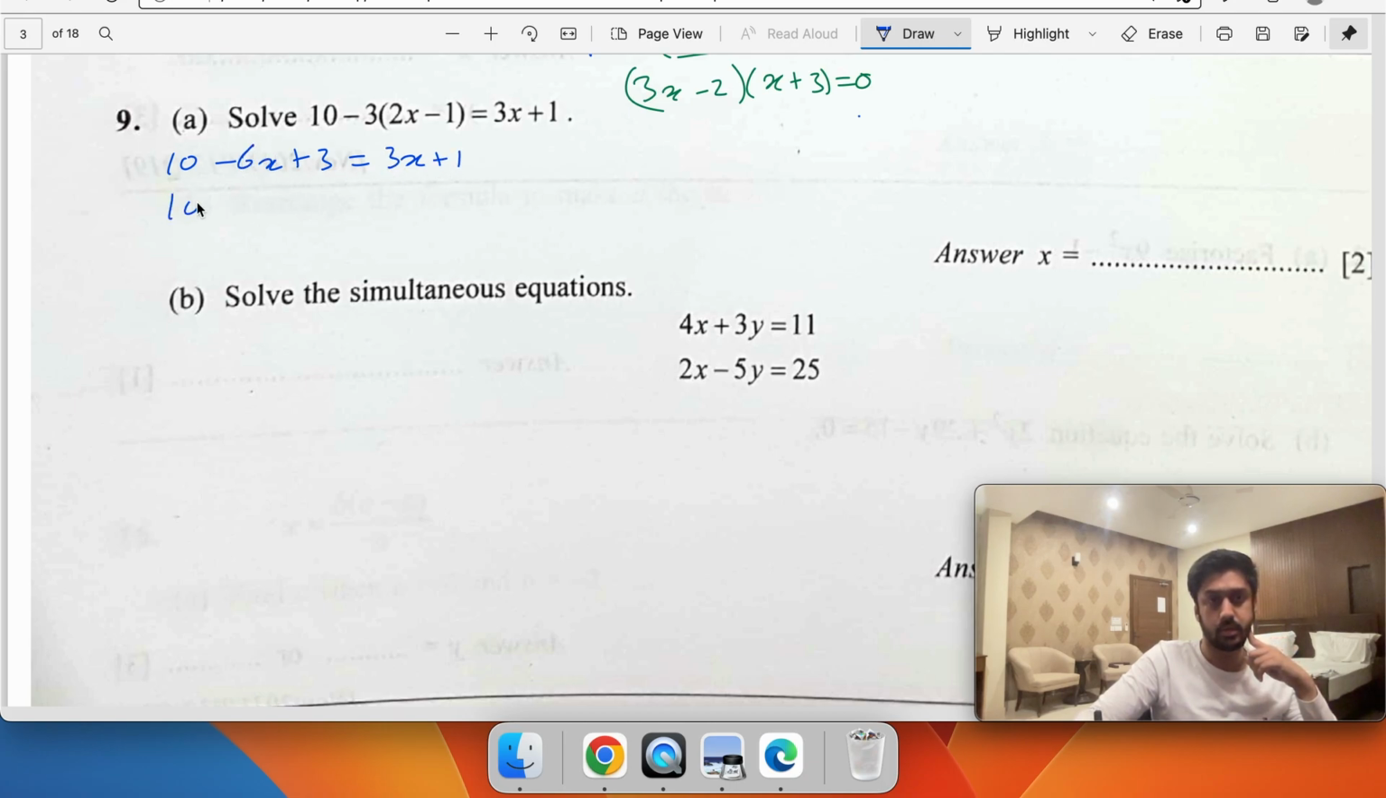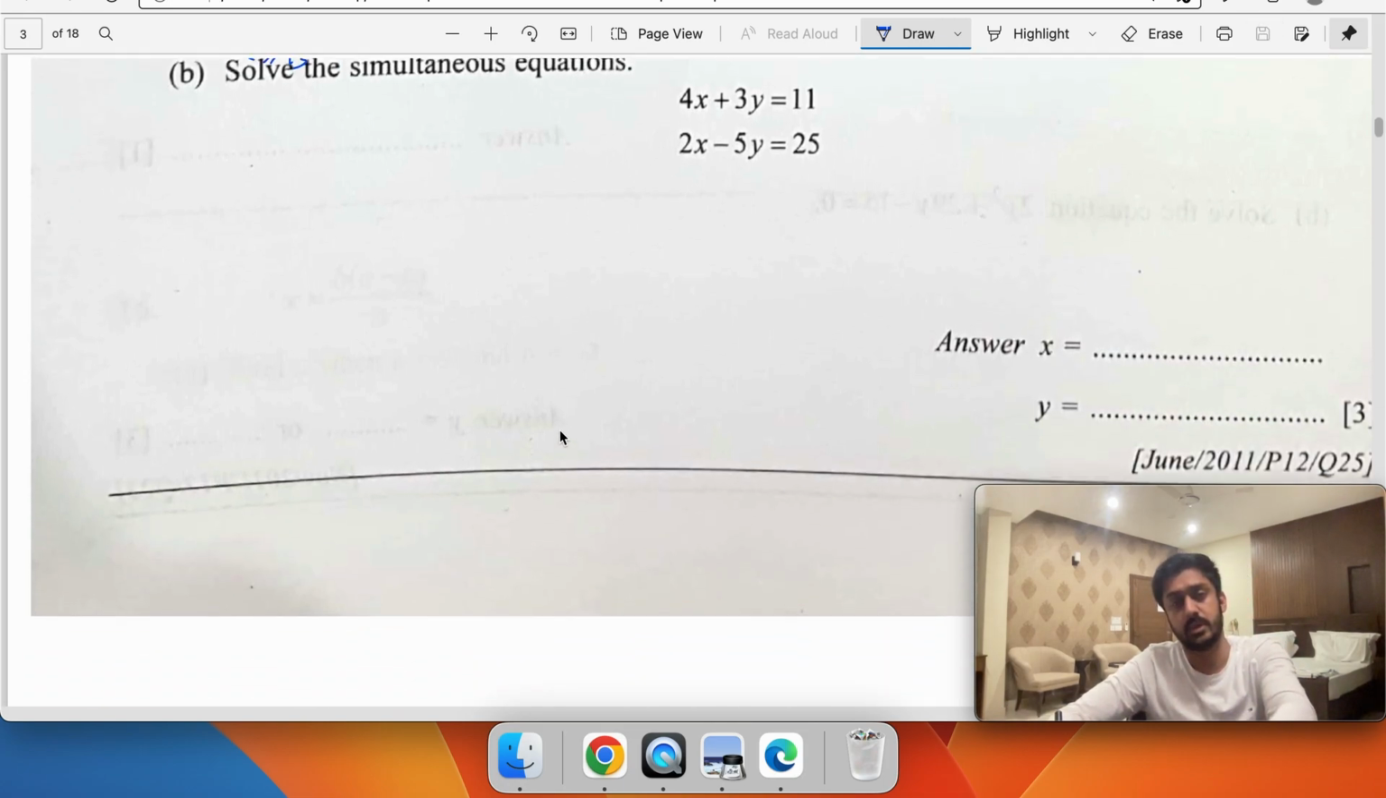Rearrange. 10 plus 3 minus 1 is equal to 3x plus x. 10 plus 3 is 13, minus 1 is 12, which is equal to 9x. 12 by 9 is equal to x. So x becomes, simplifying by 3, 4 by 3.